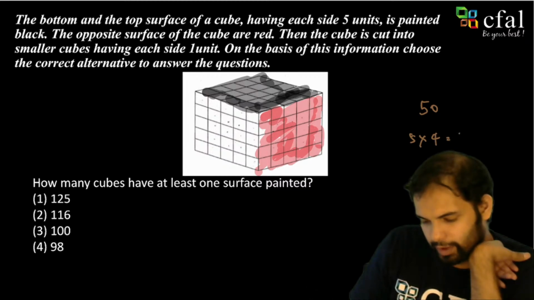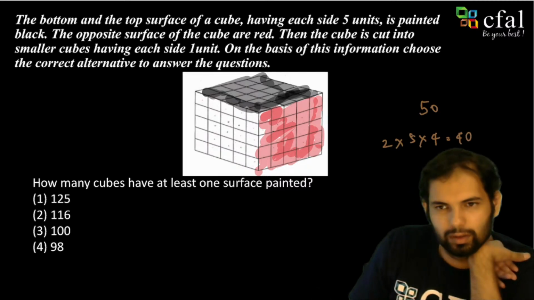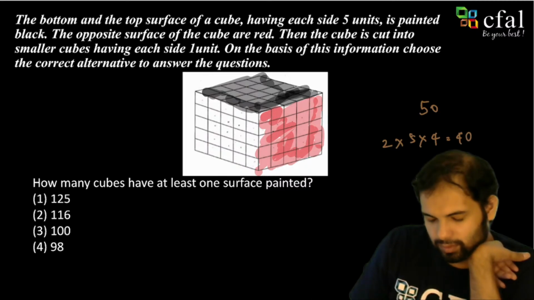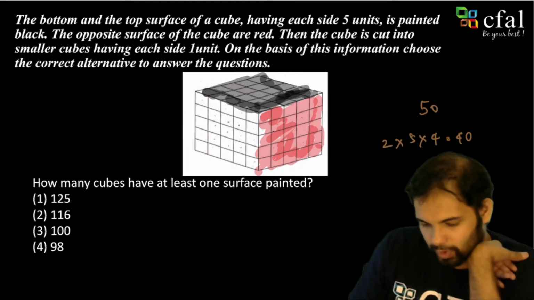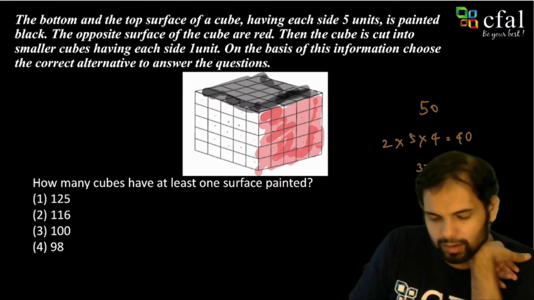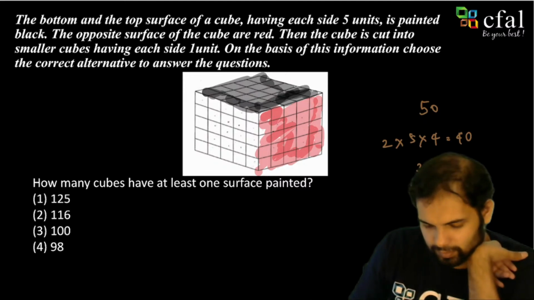So 20 and downward 20, 40, okay. Down, and 40 I get. And the other two sides there are 3 into 3, and they are twice. Which is 3 into 3? What is this 3 into 3? They are the other two opposite sides.